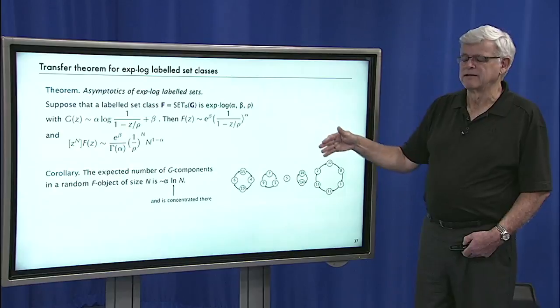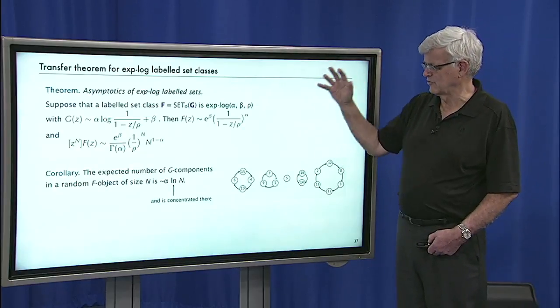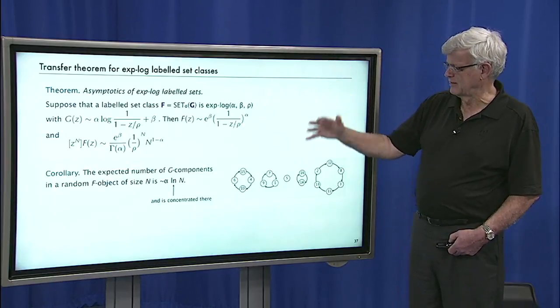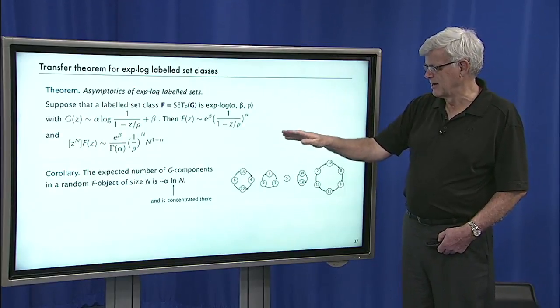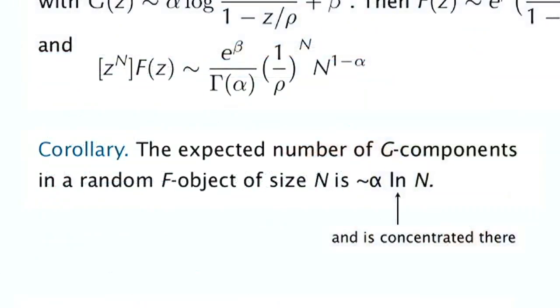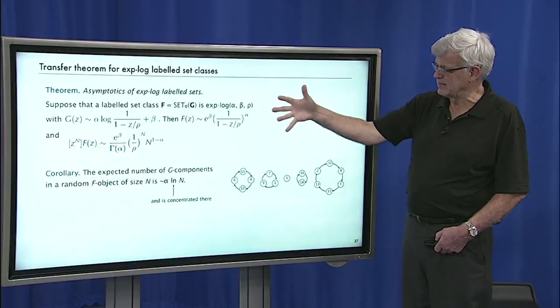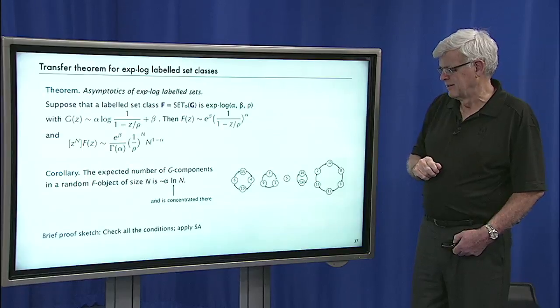Not only that, for such classes, the proof shows that the number of G components is going to be alpha log n. That's true for any xlog class.